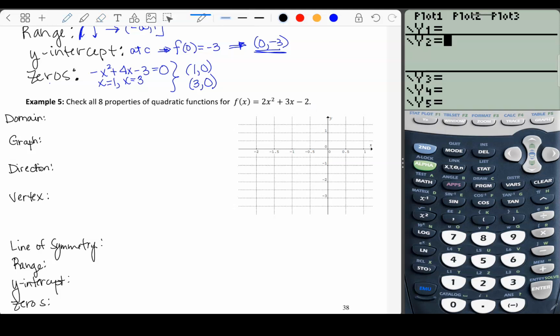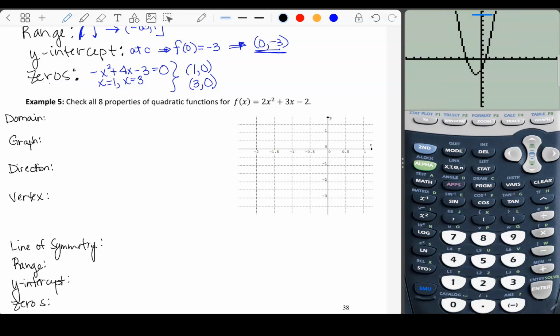On example 5, let's take a look at it. A is positive in this case. A equals 2. So I know it's going to open up. Put it on my calculator. There it is. So let's fill this stuff in.